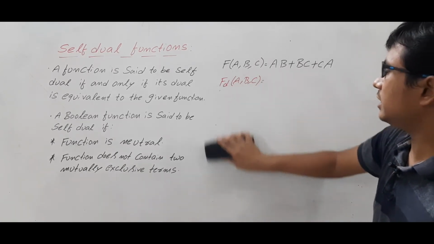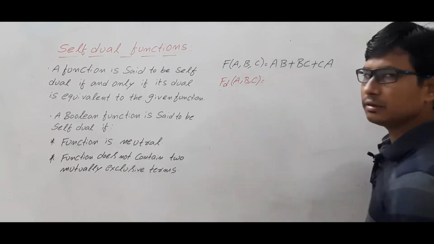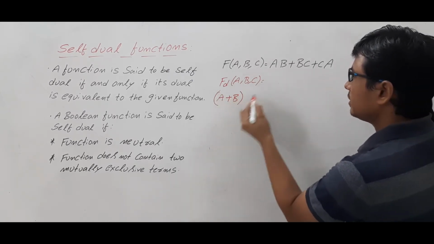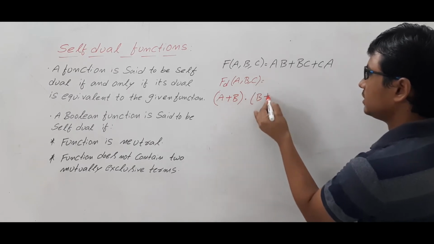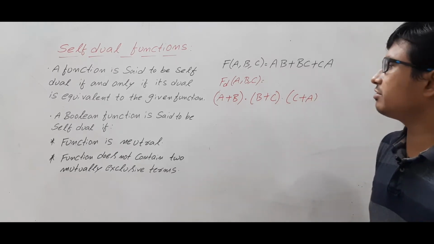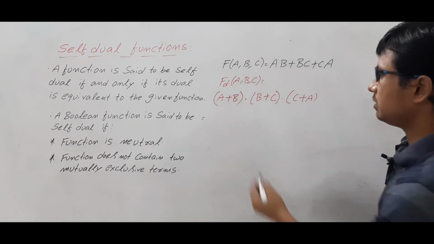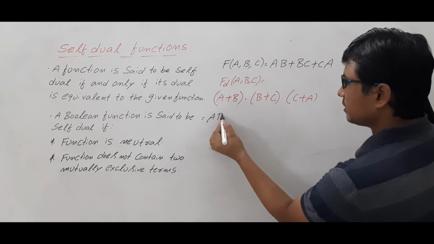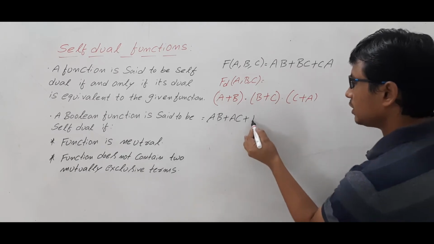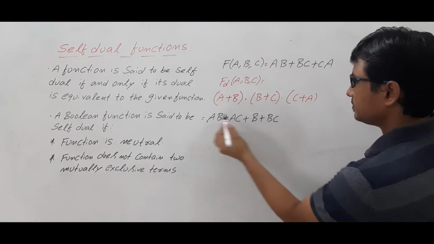So with this, let me find the dual of the given function f. They have given the function as a and b or b and c or c and a, so the dual will become (a or b) and (b or c) and (c or a). Am I right? This is the dual of the given function. Let me simplify this expression. So (a or b) and (b or c) gives a b, then a c, and b and b will be equal to b. Will you agree with me or not? Then you have a b c.